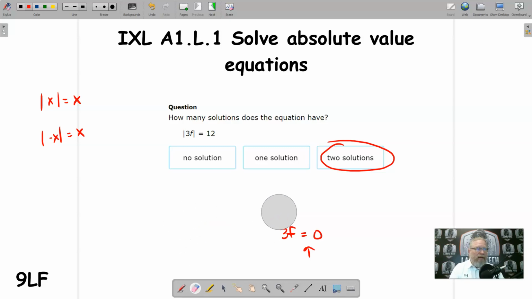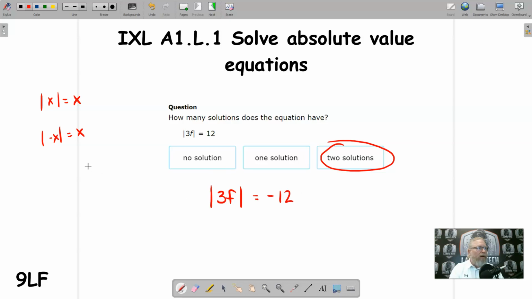Now let's look at another situation and see if we can come up with when there would be no solution. Let's take the absolute value of 3f again, just using that for an example. Let's set that equal to, let's say it was negative 12 instead of positive 12.